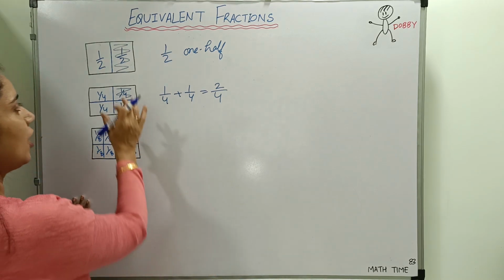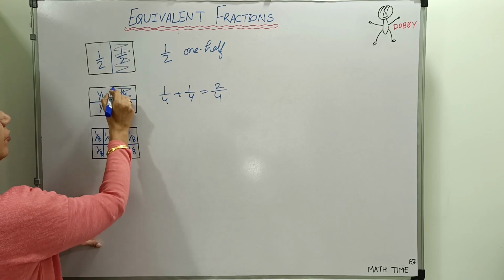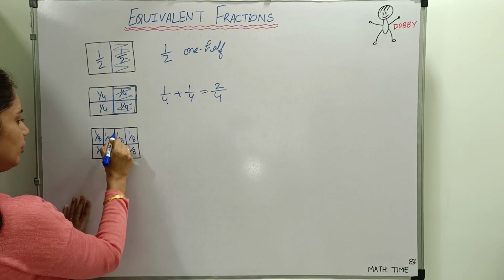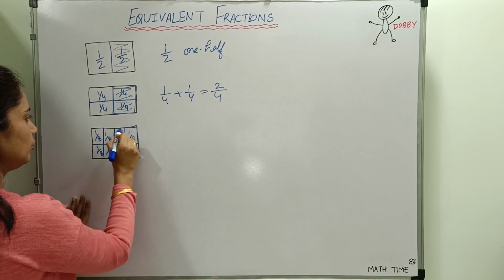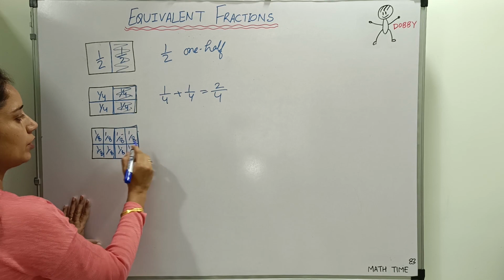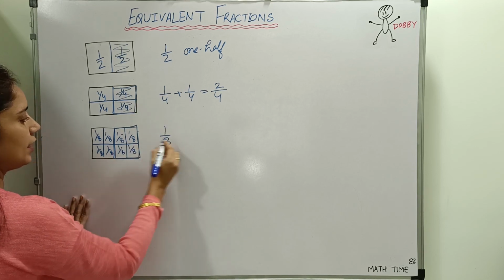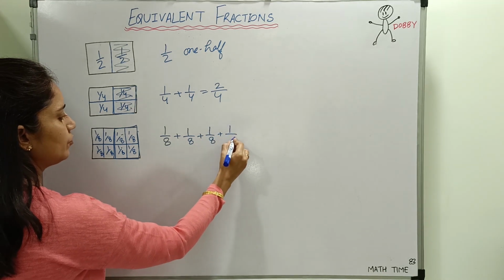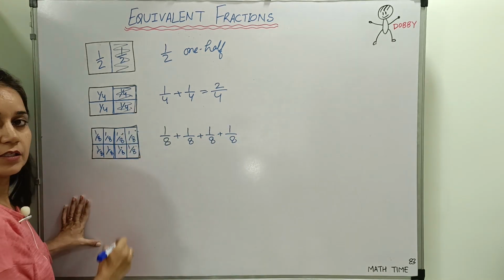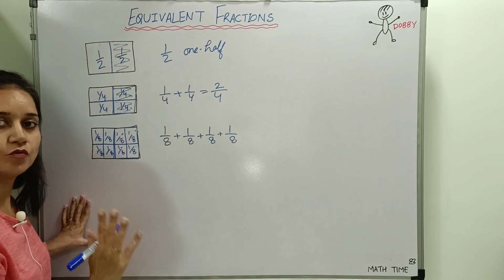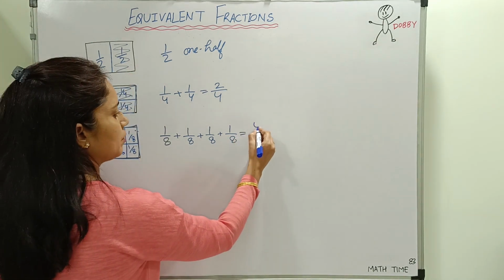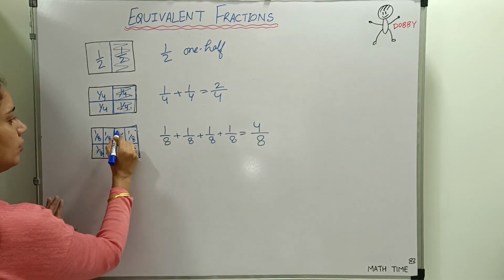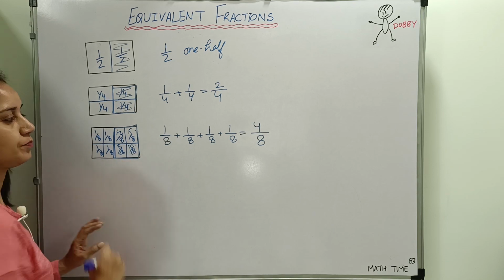What are we visualizing? Half. This is 1/2. Here 1/2 is divided into 2 parts of 1/4. Now in the third figure, 1/2 is divided into 4 parts of 1/8. So it is first part plus second plus third plus fourth. Same 1/2 is now divided into 4 parts of 1/8. It becomes 4 parts out of a total of 8.